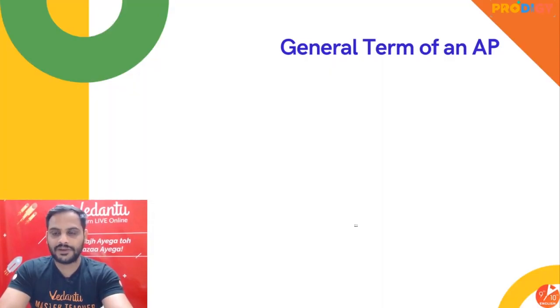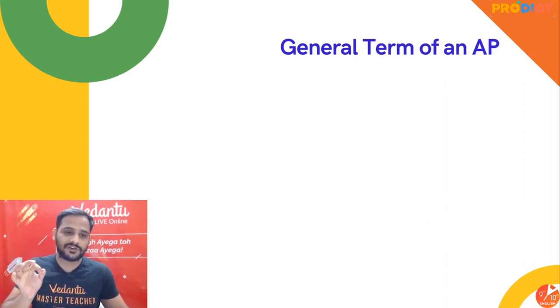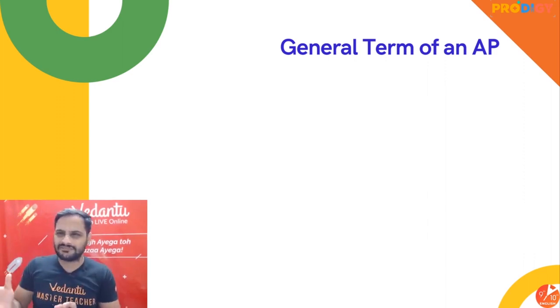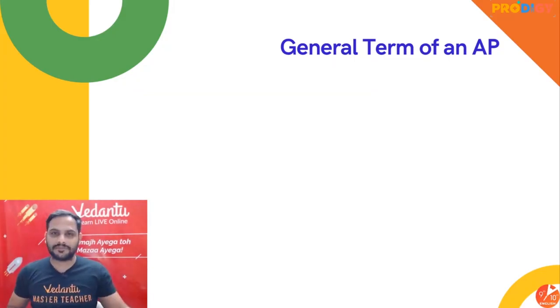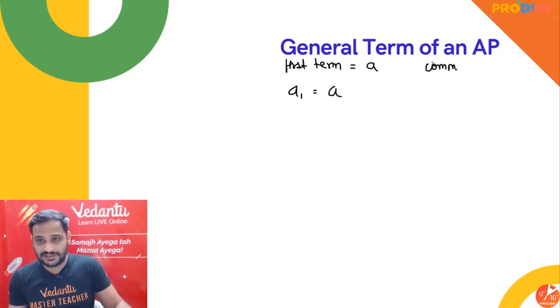Okay, let's move ahead. Now, general term of an AP. What is the formula for general term of an AP? What do I mean by that? I mean that is there any formula with which I can find out any term of an AP? Any term. Let's say my first term is A. So I can say my first term will be A. And my common difference, the number which I'll be adding every time, is, let's say, D.